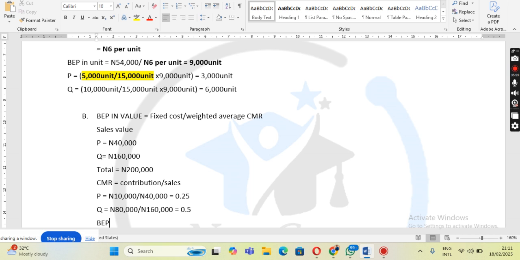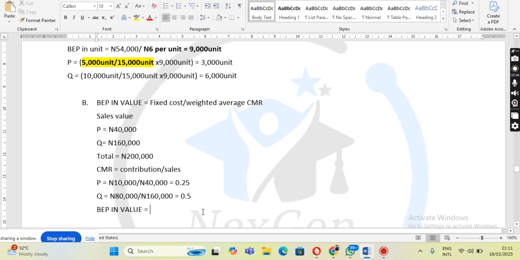BEP in value is equals to the fixed cost. What is the fixed cost? Quickly, what is the fixed cost? 54,000 naira. Thank you. Now, let's get the weighted average first, before we continue.